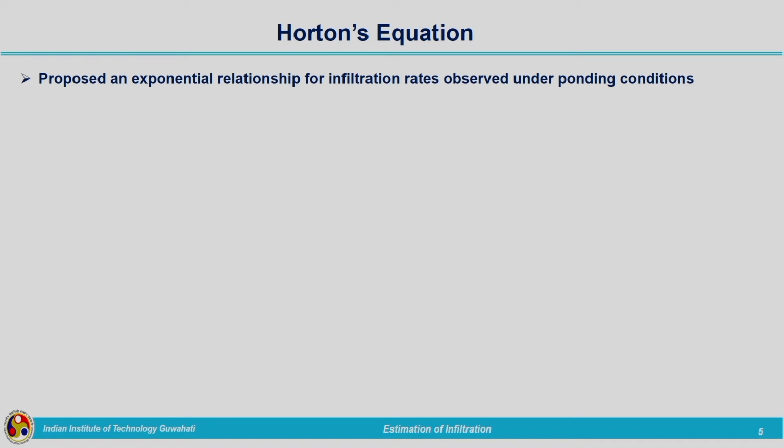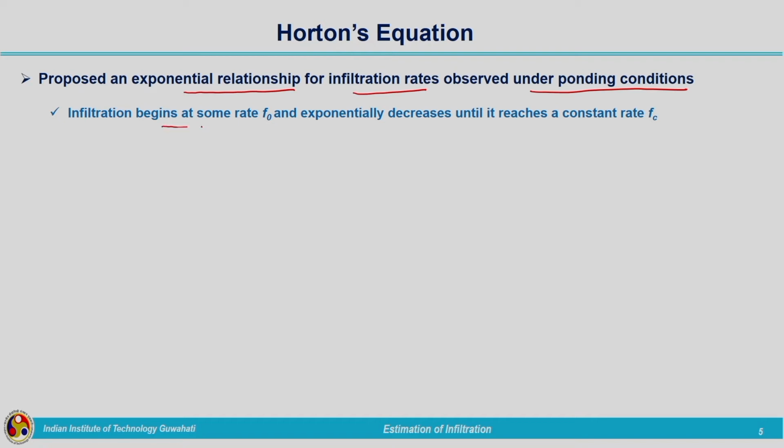This proposes an exponential relationship for infiltration rates observed under ponding conditions. So, we have a positive head of water, or take the example of a ring infiltrometer, where we maintain a level or water is added to the infiltrometer, and that water infiltrates into the ground. In the development of Horton's equation also, one assumption is that a sufficient amount of water is ponded on the surface, and this provides an exponential relationship.